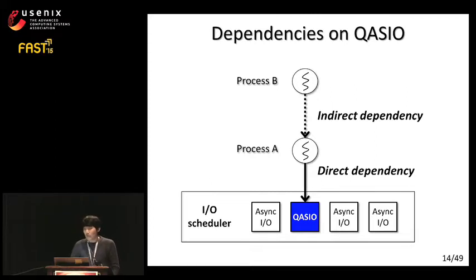And then you may want to know the answer to how a task can have dependency on QASIO. This is one of the most important parts of our work, and we found the answer through a thorough exploration of Linux source code and lots of profiling. We found that each task can have a direct or even an indirect dependency on QASIOs.